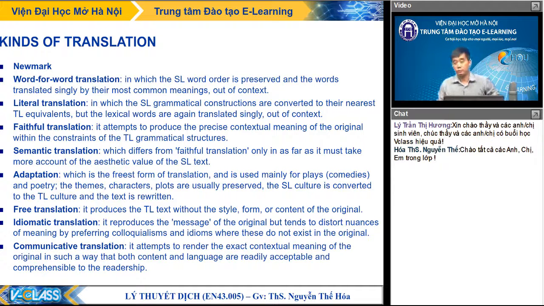And for Newmark, this researcher thinks of translation in different aspects and in a different way. Now, first of all, we have word-for-word translation. It is much clearer for the reader. For this kind of translation, we only translate very easy texts. Second, we have literal translation. For literal translation, we have to pay attention to the grammatical construction.